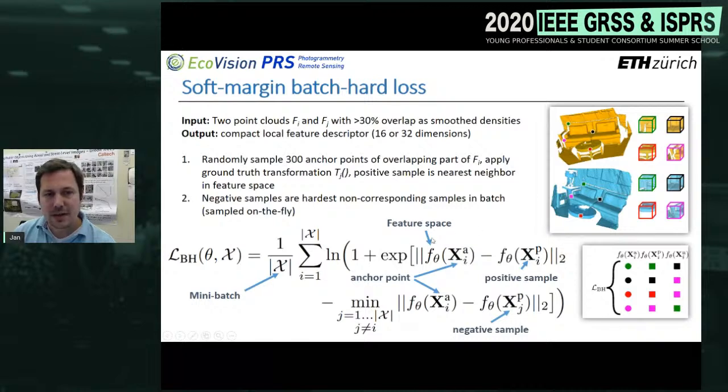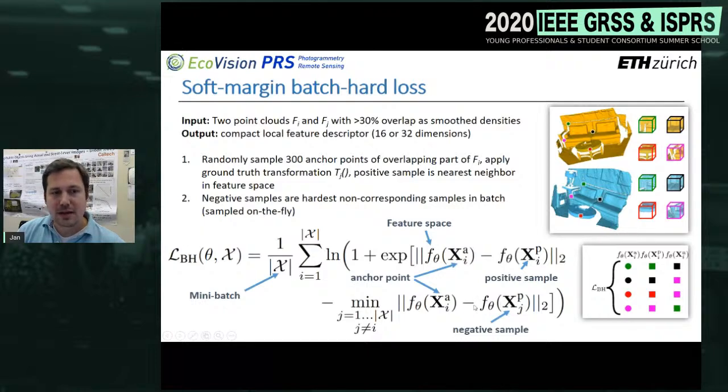And then in this part here, we have the positive samples, and we try to minimize the error in feature space between the anchor points, so these ones, and the positive samples, so these ones here. So we minimize the error between this part of the point cloud and the same place seen at this location and this one. And then we also, and this is the batch hard part, try to push away the negative samples as much as we can.